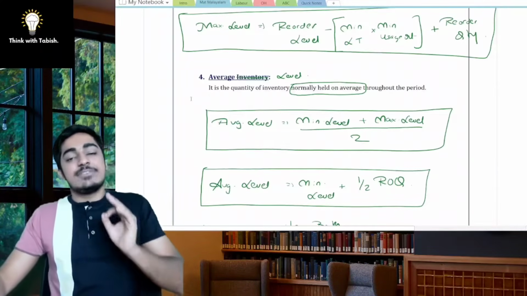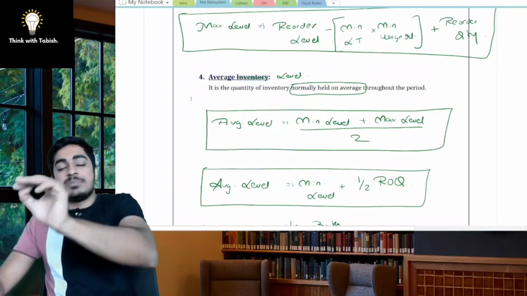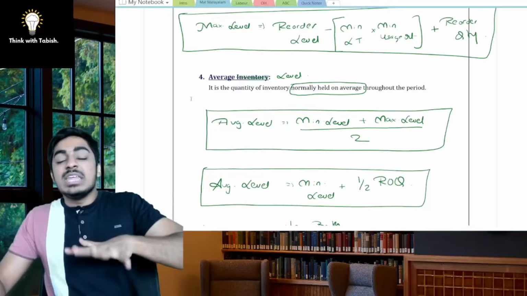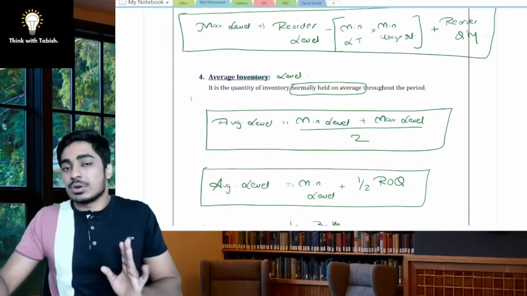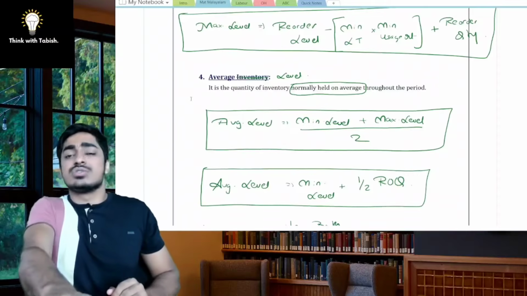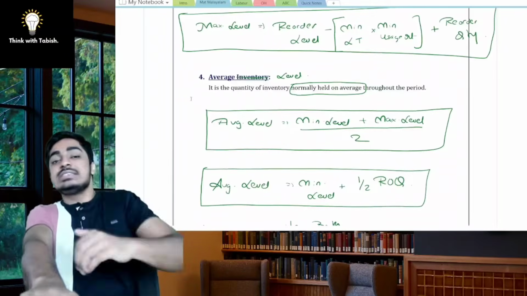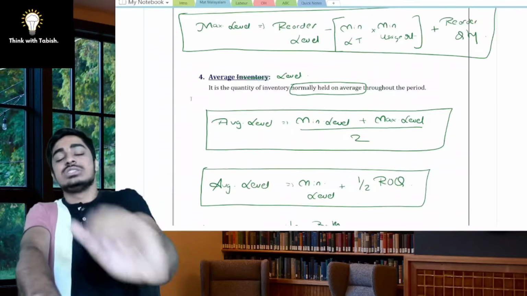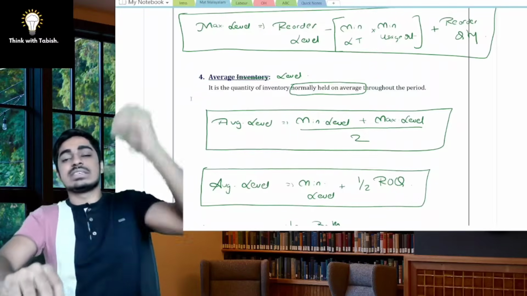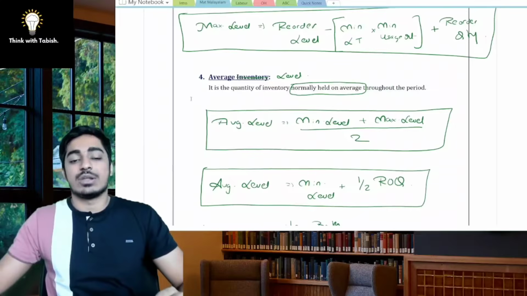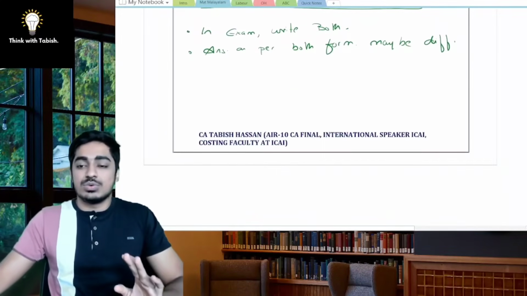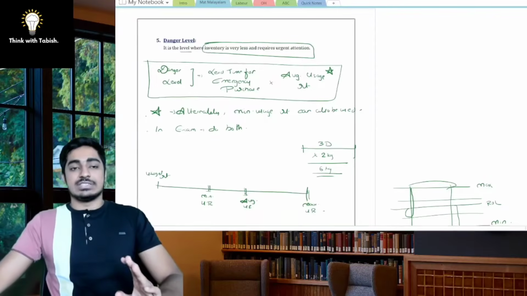Yes. Average level can be calculated as minimum level plus maximum level by 2, or one more way to look at it is minimum level plus half of reorder quantity. What is the second formula? Minimum level is there throughout the year, so no need to take average. What varies is only the reorder quantity. So just take half of reorder quantity. Minimum level throughout the year plus half of reorder quantity can also give us the average level. In the exam, we should do both of these if the question asks us to calculate the average level.